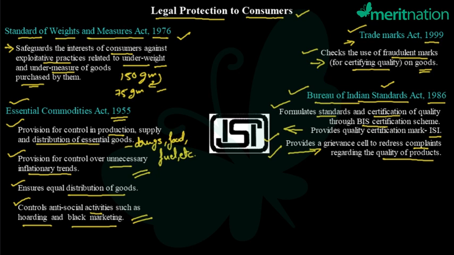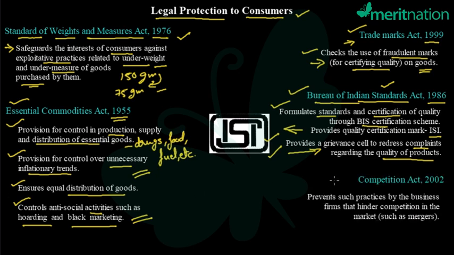With this, let's move to the last act, which is the Competition Act 2002. The Competition Act prevents the practices by the business firms that may hinder competition in the market, such as mergers, monopolies, etc. In other words, we can say that the Competition Act, by preventing mergers of big companies, allows more competition and thus protects the interest of the consumers.